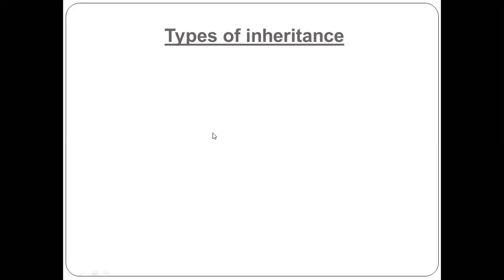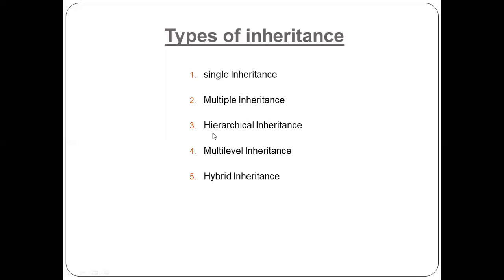Now for inheritance, we'll have types, depending on these acquiring properties. First single inheritance, then multiple inheritance, hierarchical inheritance, multi-level, and hybrid inheritance. From the exam point of view, you will have questions related to this: explain the different types of inheritance with suitable examples, or you'll be given a few inheritances in a diagrammatic approach and need to say which type of inheritance is included.